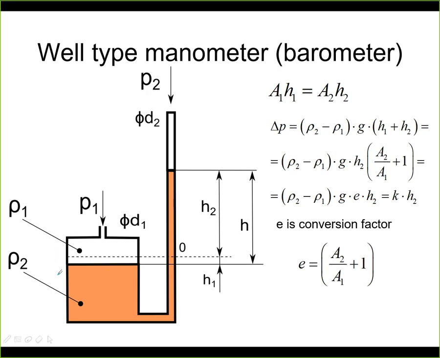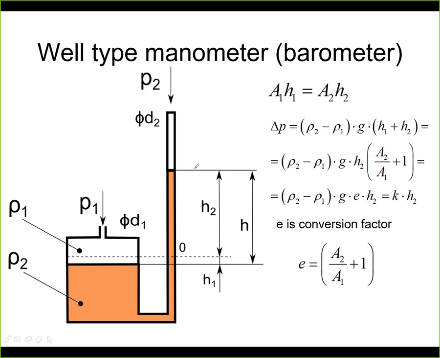Typically this is air and this is water or mercury. So again, there is a really large difference between the densities. If this is air, it's something about 1, and if this is water, it's something about 1000 kilograms per cubic meter. So in the equation we can really neglect this rho 1 if it's air and the other is water or mercury. Then it's just the density of the liquid times h times gravitational acceleration.